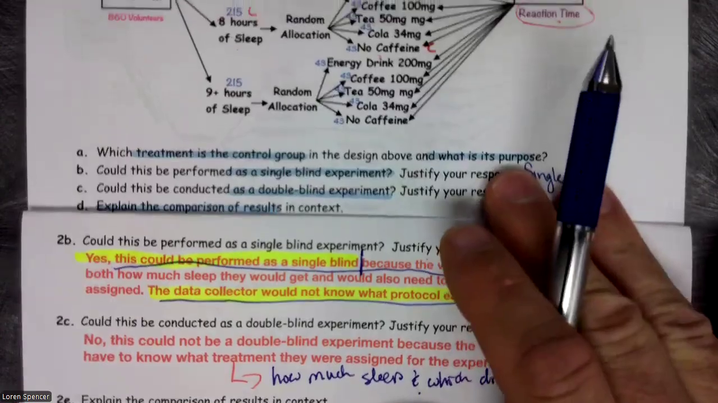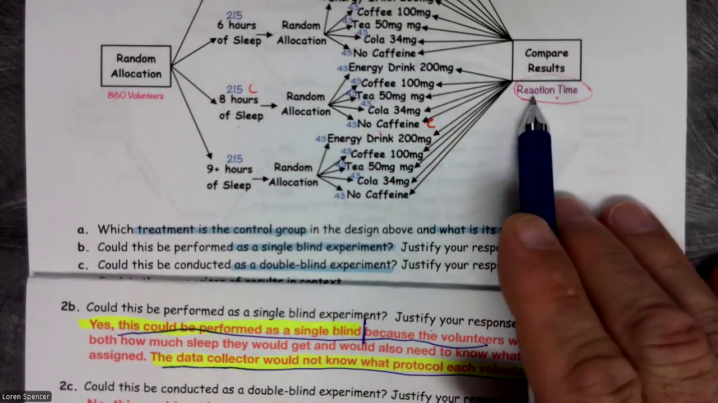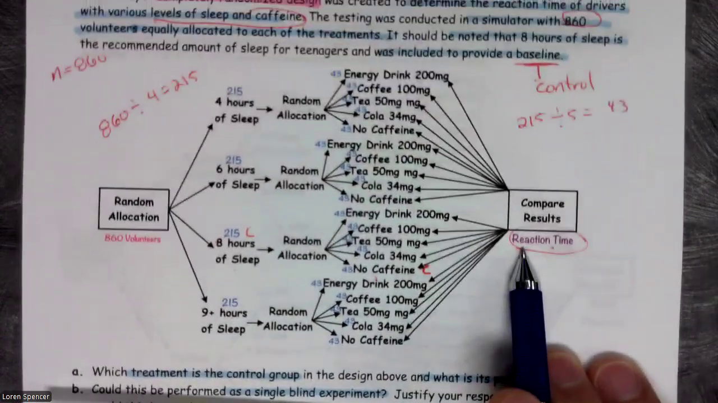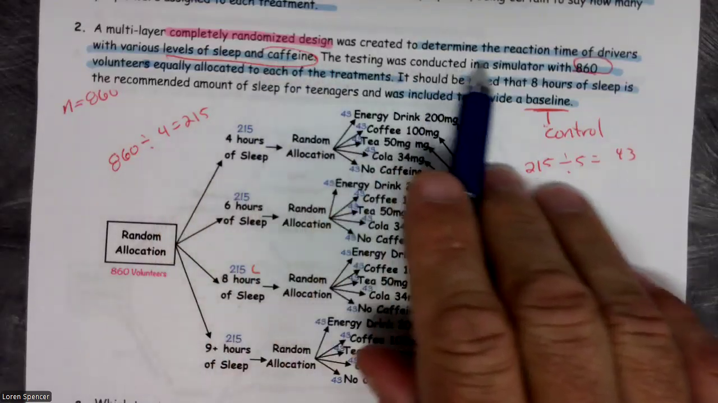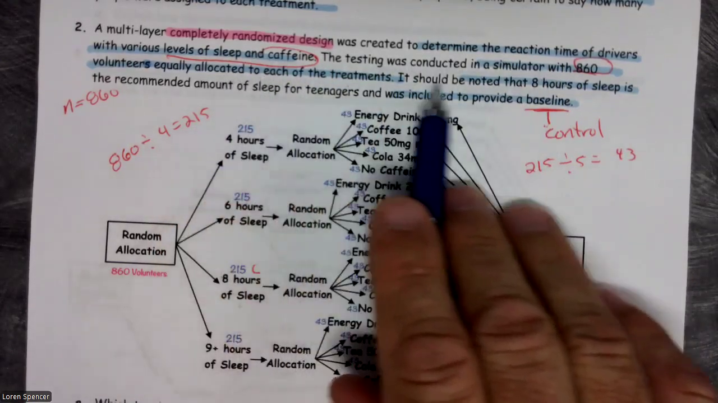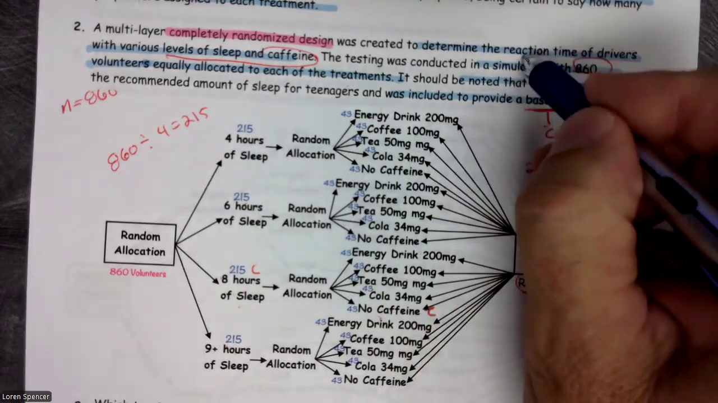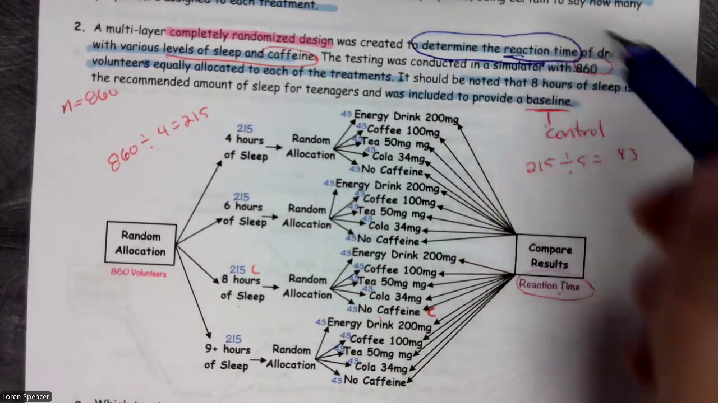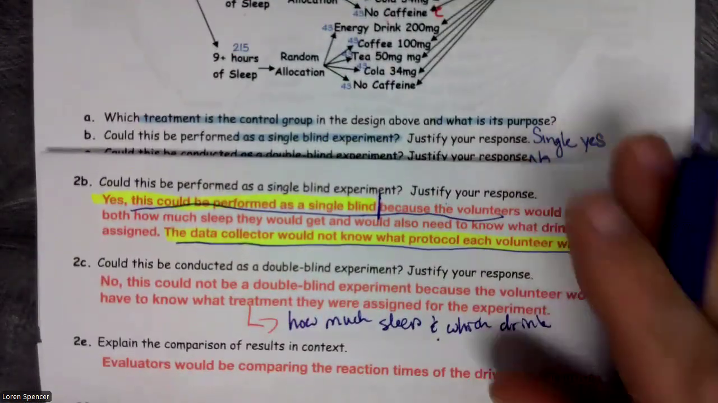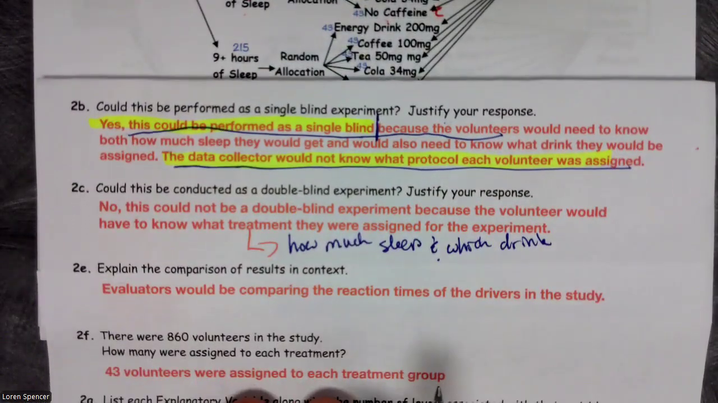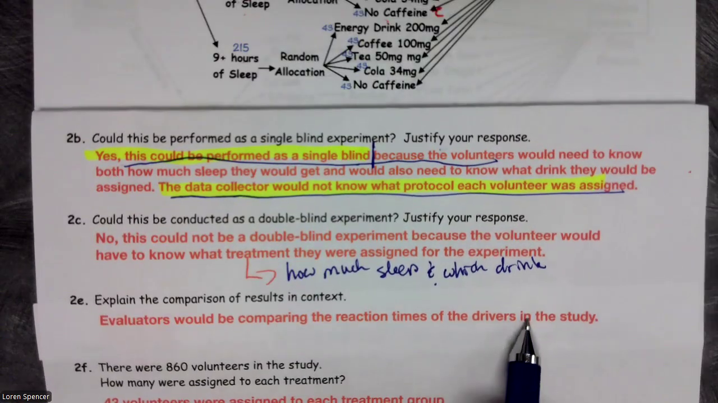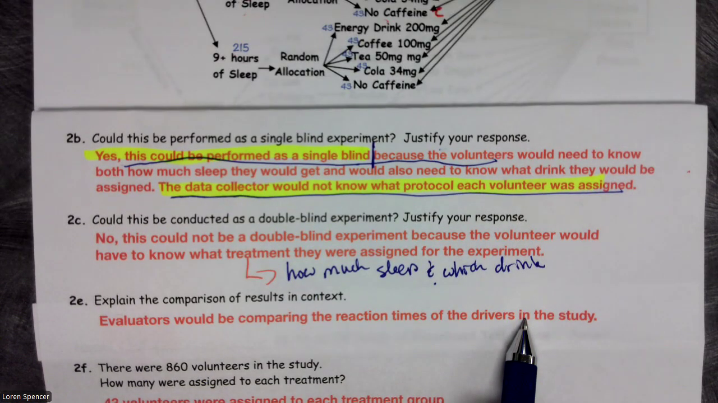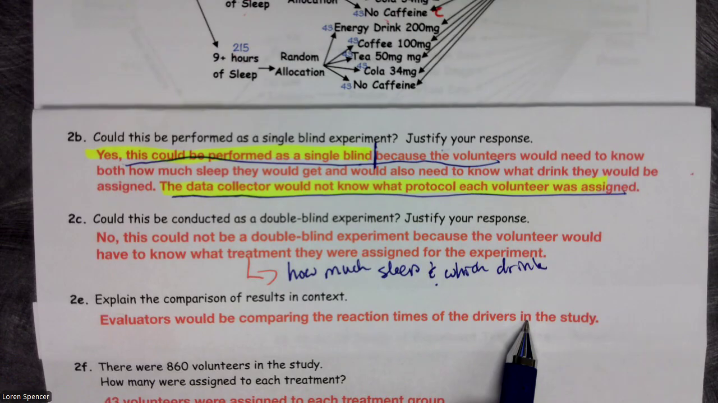Explain the comparison of the results. Well, what are we measuring? At the end of the day, we're measuring reaction time. And we got that from here where it says to determine the reaction time. So that's what we're looking at, reaction time. So evaluators would be comparing the reaction time of the drivers in a study. Did the caffeine and sleep impact reaction time?